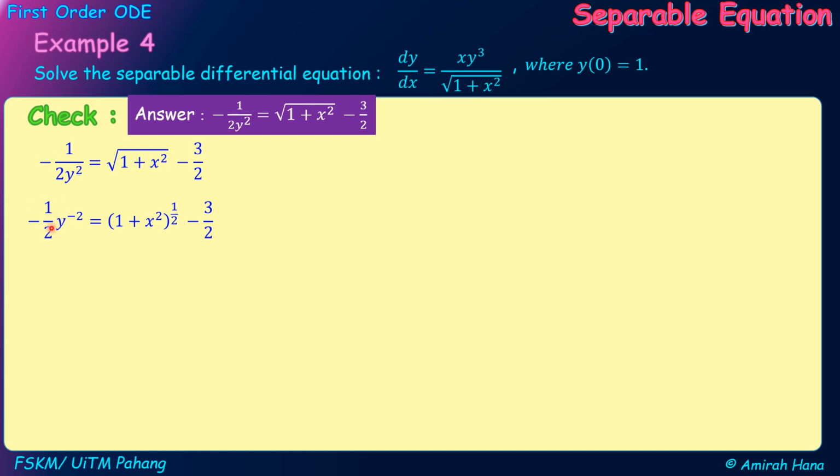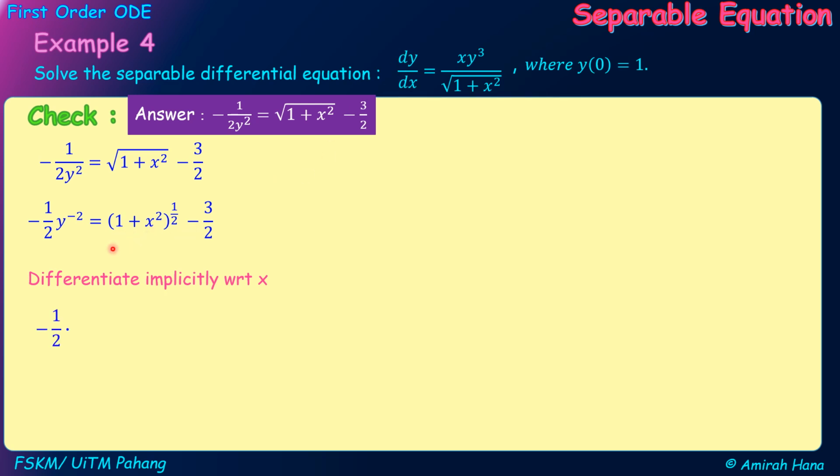We have negative half, and then we move up y squared using the properties of indices. So we get times y to the power of negative 2 minus the square root symbol, which we can write as bracket to the power of positive half, in bracket 1 plus x squared, and then minus 3 over 2. Alright? So from here, we can differentiate implicitly with respect to x, because we want y dy over dx.